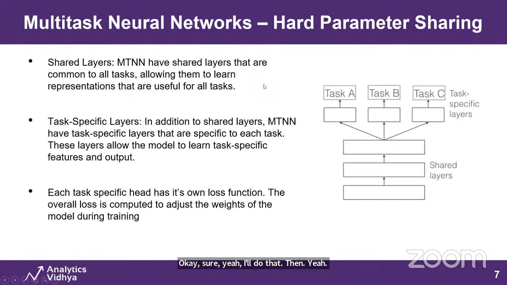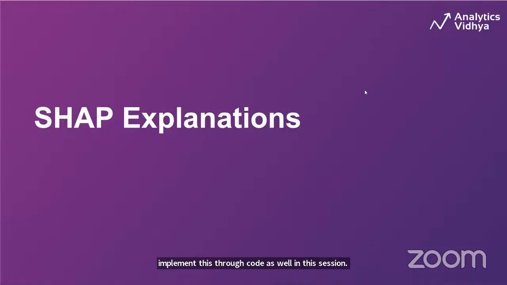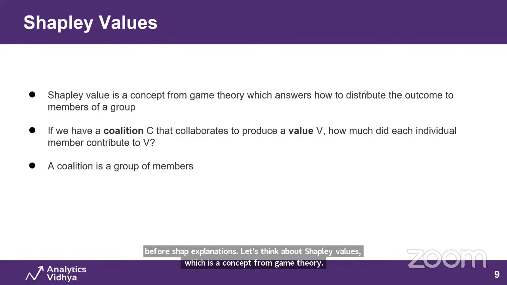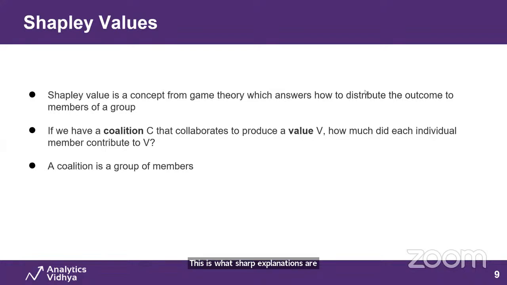Yeah, so that's what multitask neural networks are for hard parameter sharing. We'll implement this through code as well in this session later on. But before we get to that, we also want to explain this neural network. So we'll go over SHAP explanations. So before SHAP explanations, let's think about Shapley values, which is a concept from game theory. This is what SHAP explanations are built off of. So it's important to understand, at least have an intuition as to how this works.